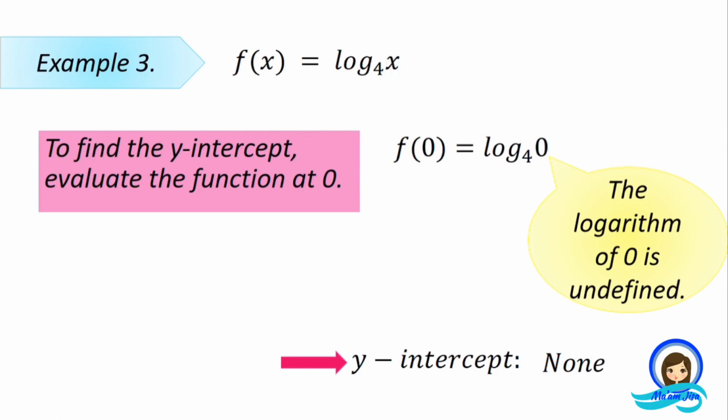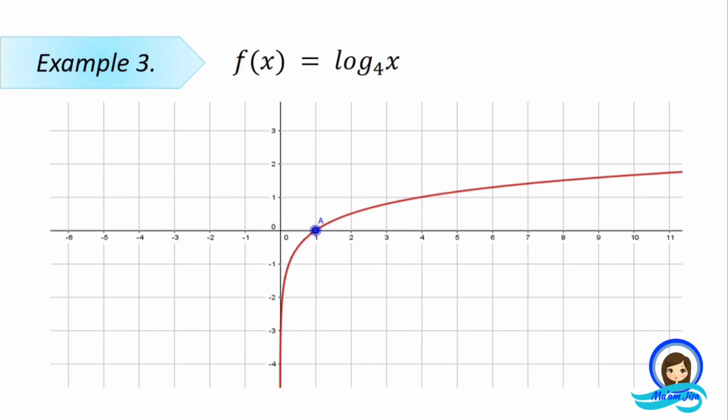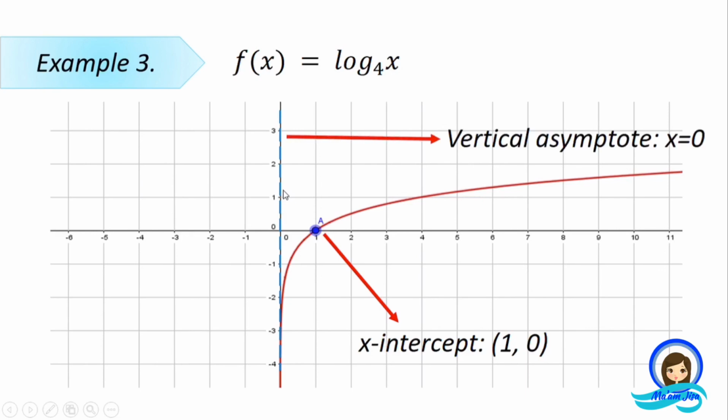Let's compare it with our graph. This is what the graph looks like. On the x-axis, the graph crosses at this point. Indeed, this is our x-intercept. There is no y-intercept, actually. And this line, the broken line in blue color, is our vertical asymptote at the line x equals 0.